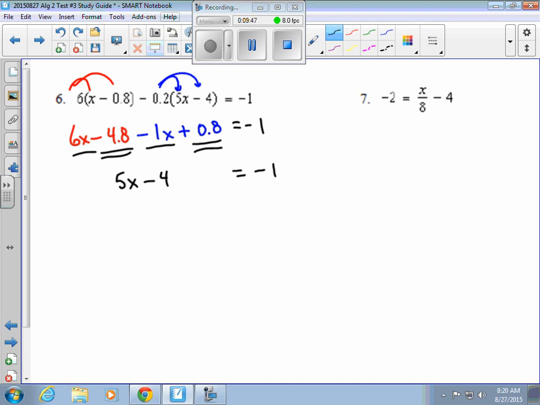Now move your negative 4 over to the right by adding 4 to both sides. 5x equals, if you add 4 to the right, negative 1 plus 4 is a positive 3. And then undo 5 times something by dividing by 5 on both sides. X is equal to 3/5.